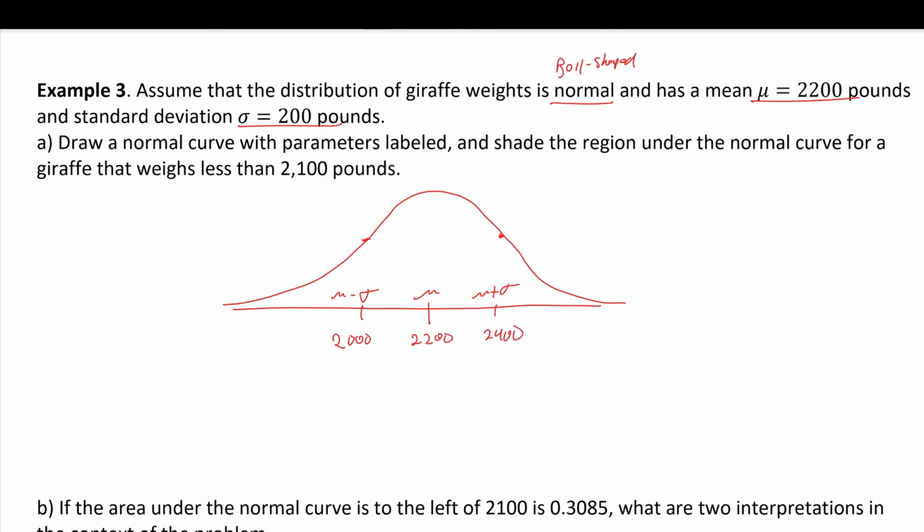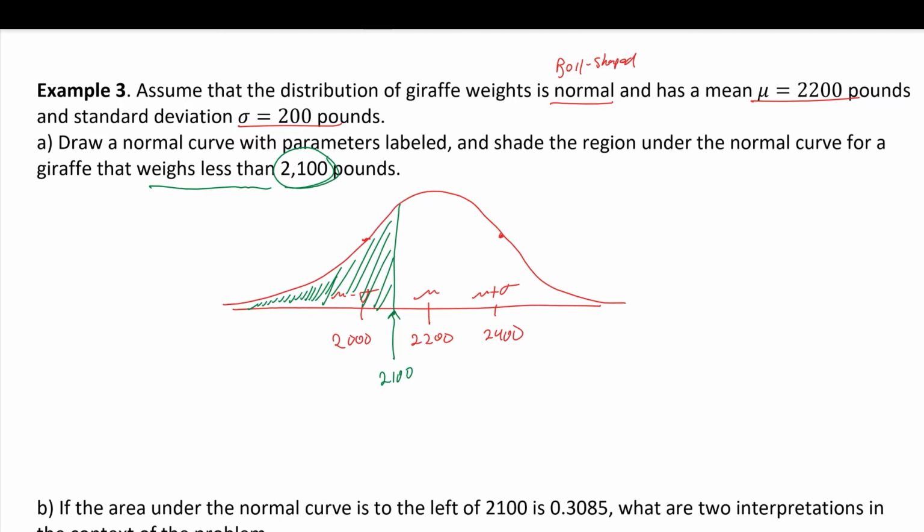They specifically were interested in finding the weights of giraffes that are less than 2,100 pounds. All right, so where's 2,100 pounds? Well, if that's 2,000 and that's 2,200, I would say here is 2,100 pounds. So I'm going to draw a vertical bar there. They're interested in shading the region of giraffes that weigh less than 2,100 pounds. Less means, well, to the left. So it's all this. This is the proportion of giraffes that weigh less than 2,100 pounds.